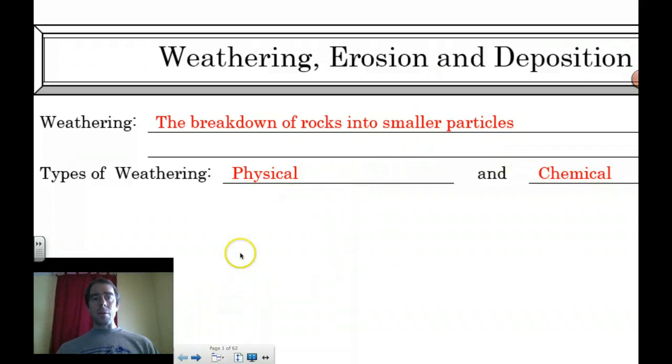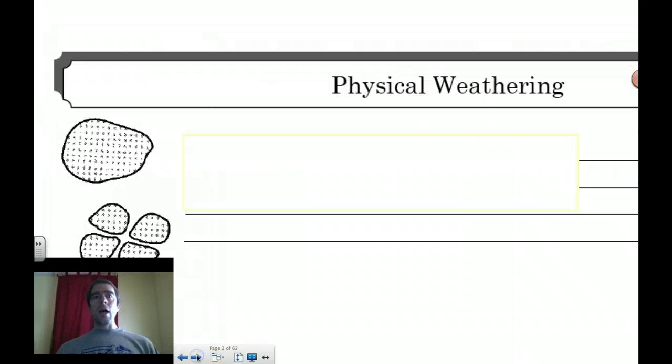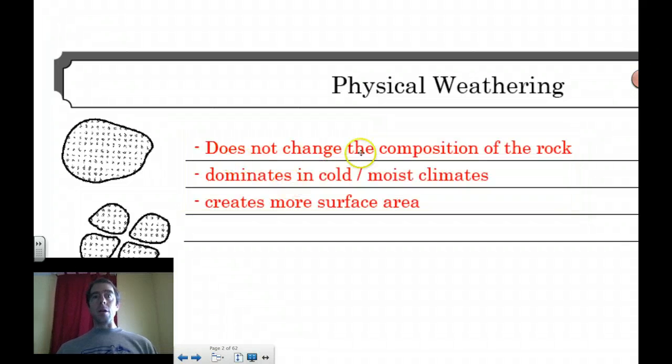You've seen examples of these. A physical change is different than a chemical change, and physical weathering doesn't alter the object. It doesn't change whatever the material is. So if you have a rock, you break it into smaller pieces, it's going to be made out of the same stuff. It's just smaller. So you can see that here. We take this, it breaks this up into smaller pieces, and it's still the same rock.